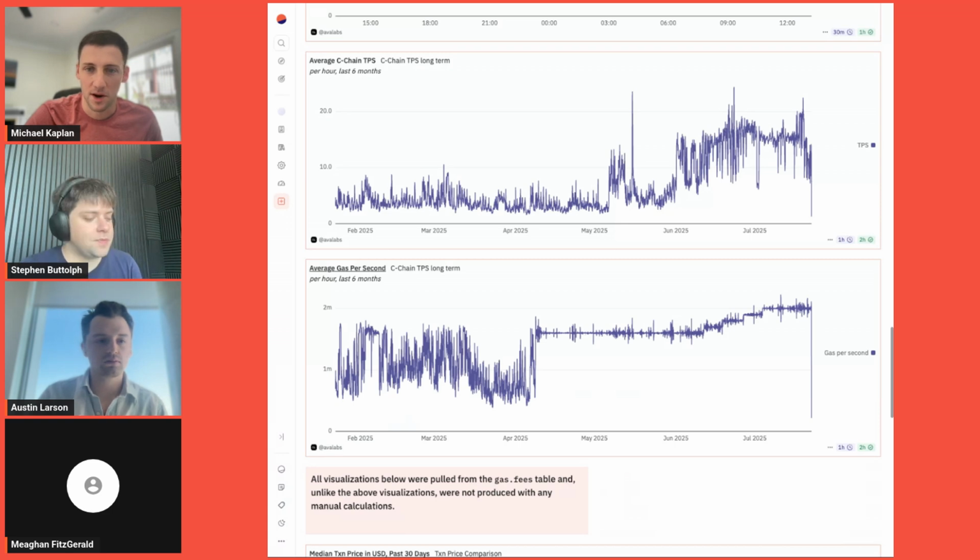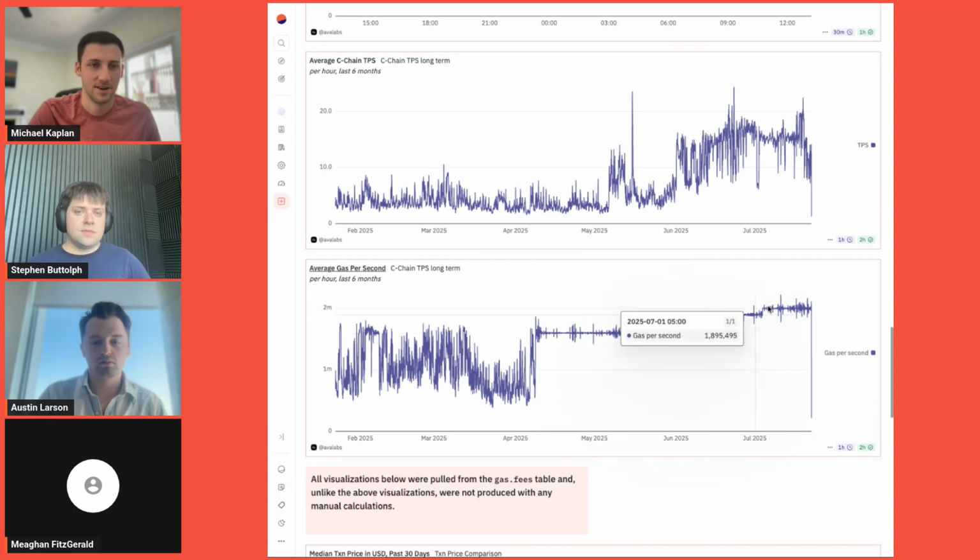But yeah, for sure. Do you want to talk about the increases from 1.6 to 2 that we see on the graph here?